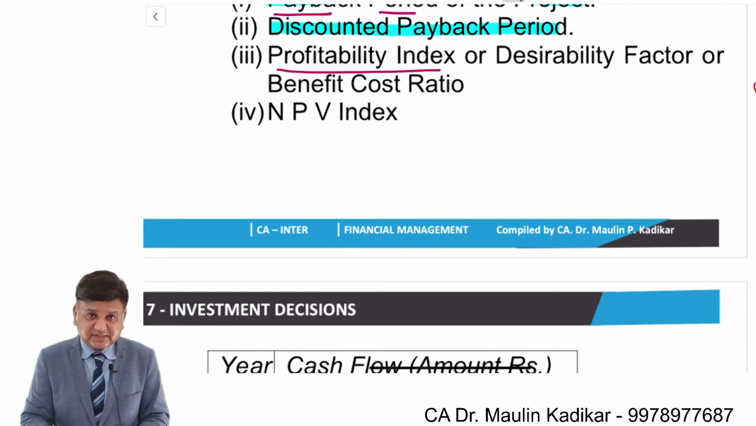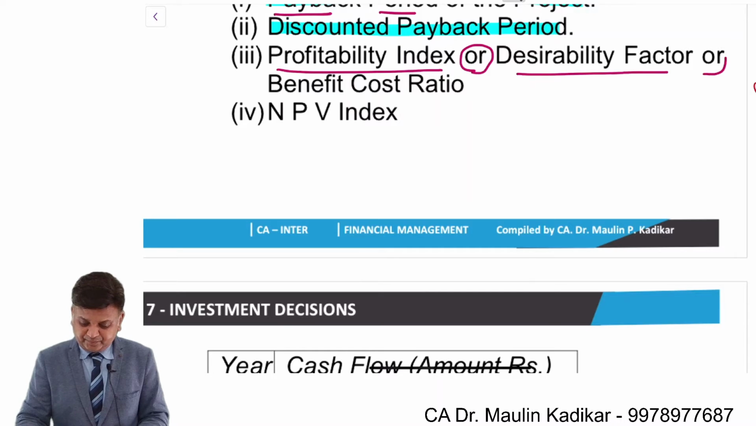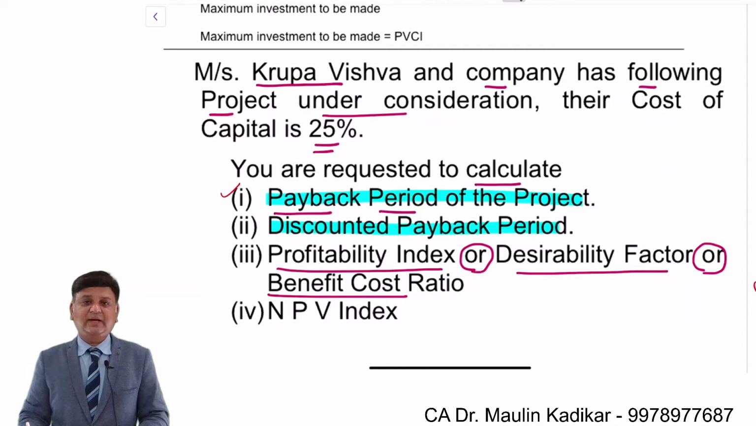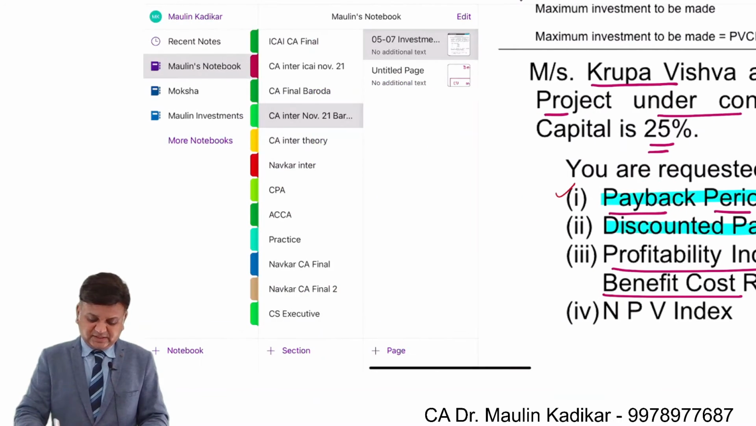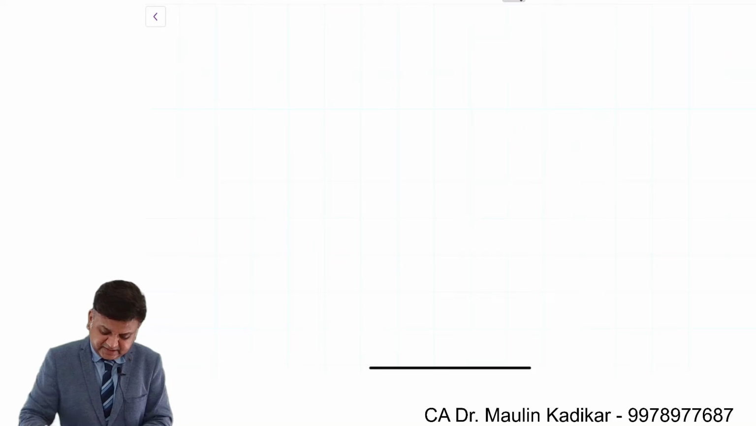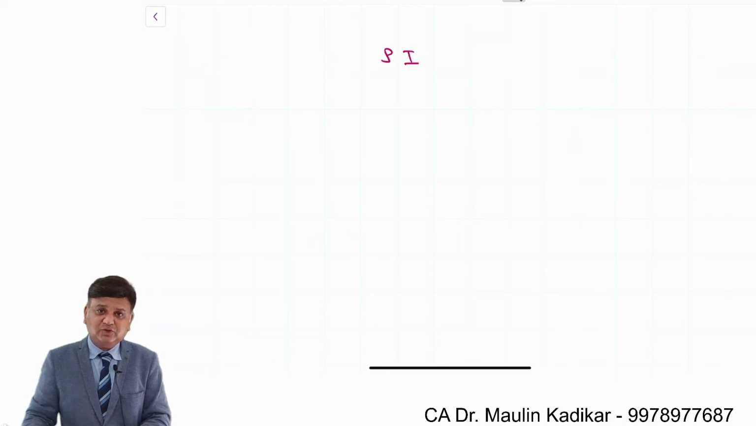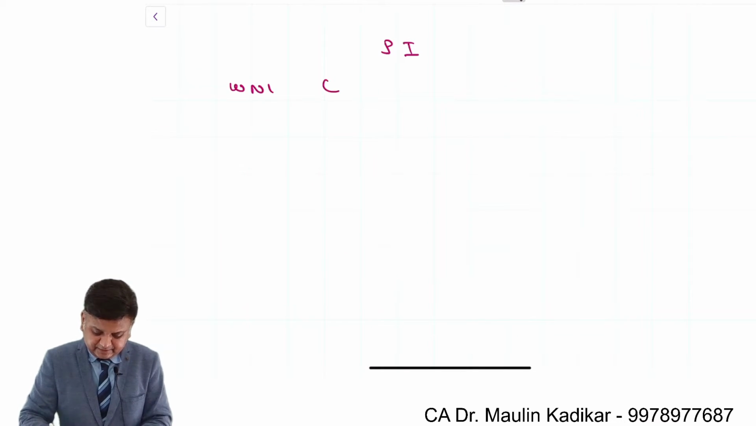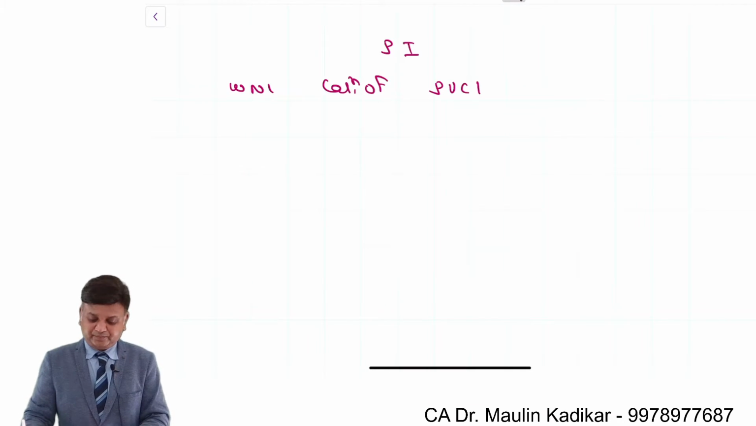Calculate profitability index or desirability factor or benefit cost ratio. That is a question. We are required to calculate the profitability index, and it has different names also. First, let us understand how profitability index is calculated. In order to calculate it, we have to prepare working note number 1, calculation of present value of the cash inflow.